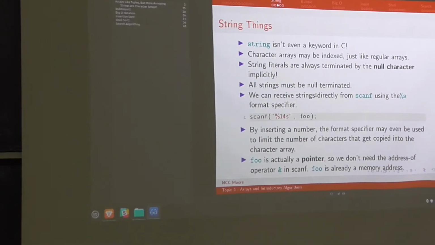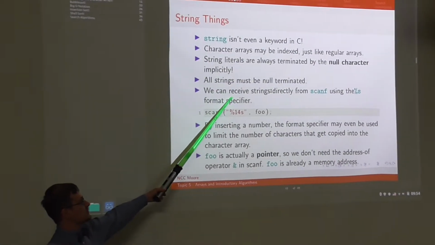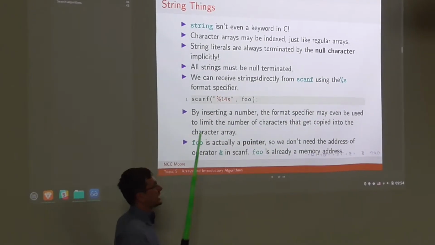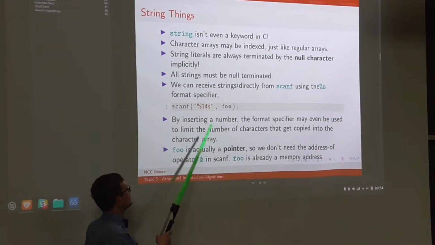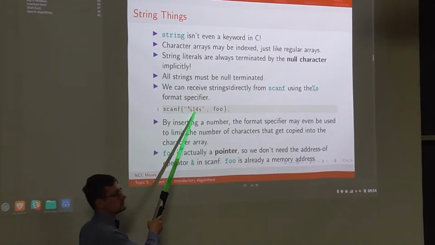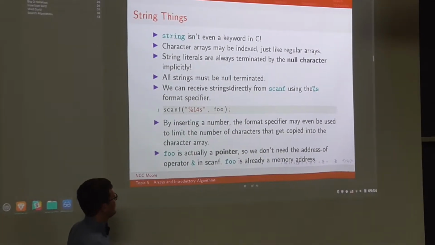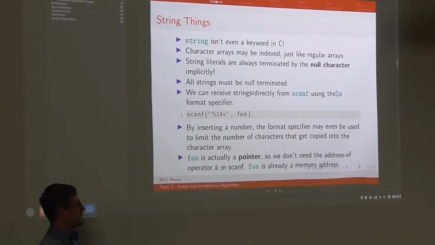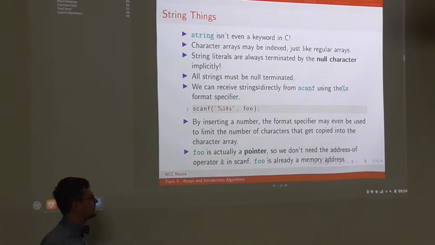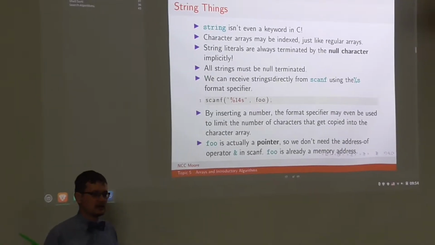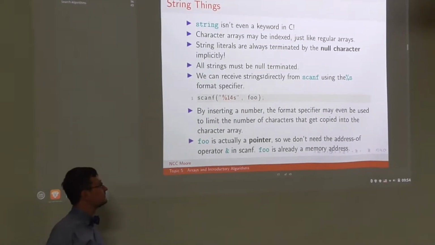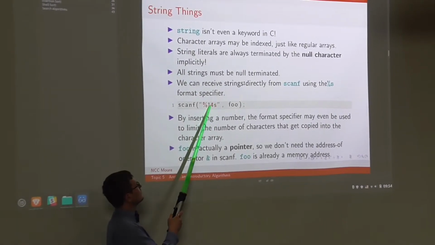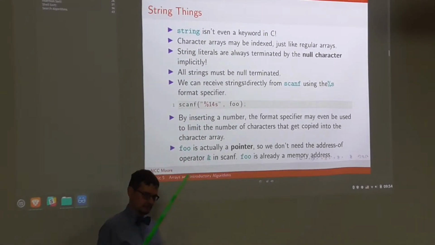So, we can receive strings directly from Scanf using the string format specifier. Notice the 14 here. We'll talk about that. By inserting this number, the 14, the format specifier may even be used to limit the number of characters that get copied into the character array. So, if, for example, you have a character array, right?